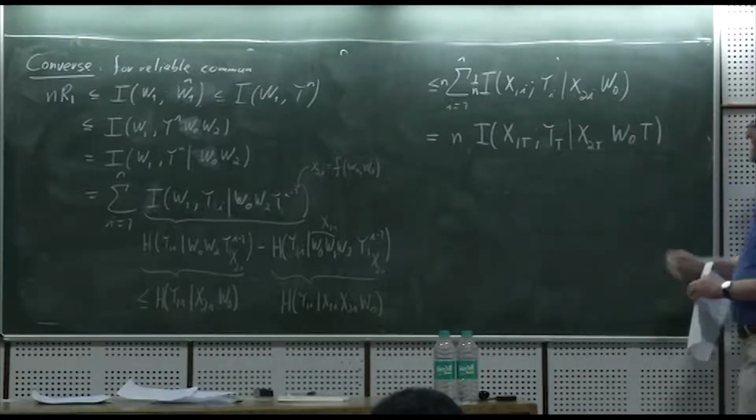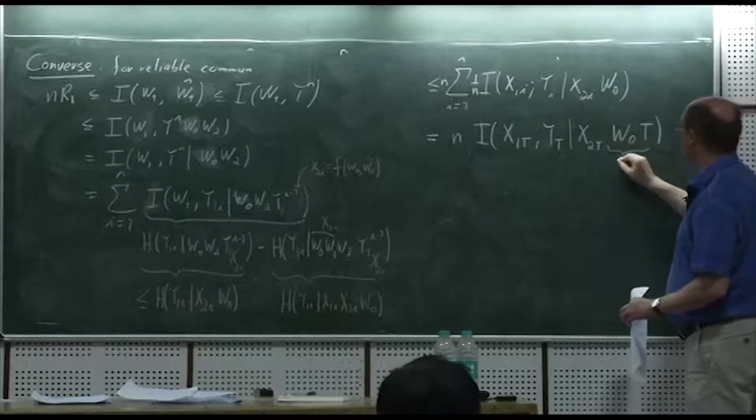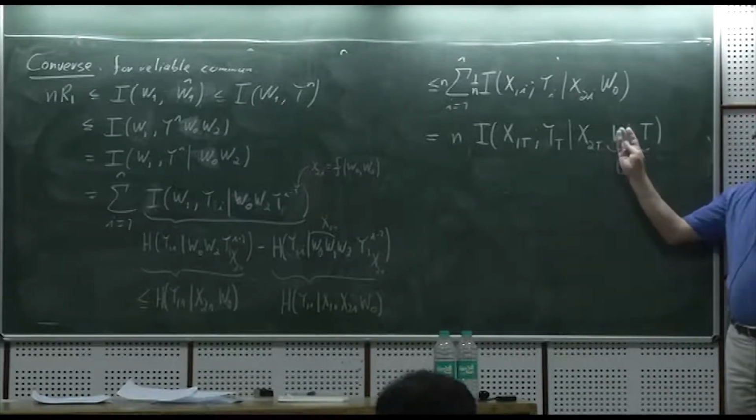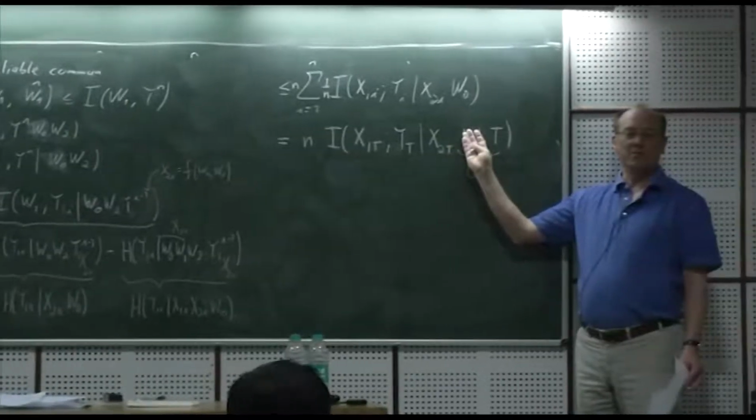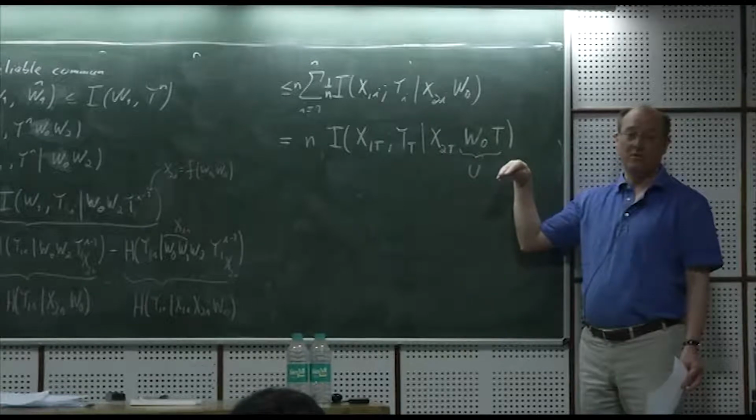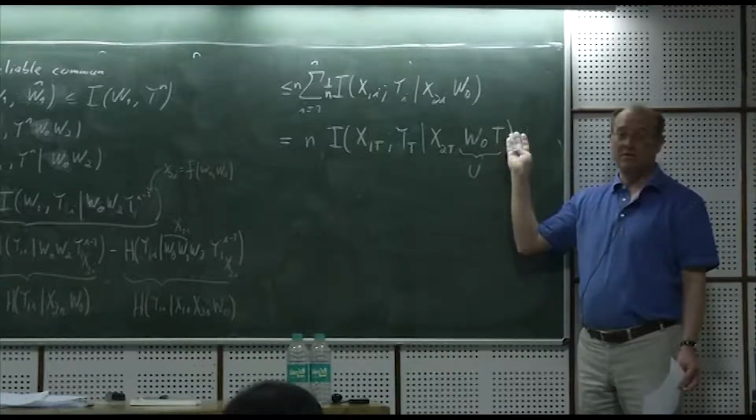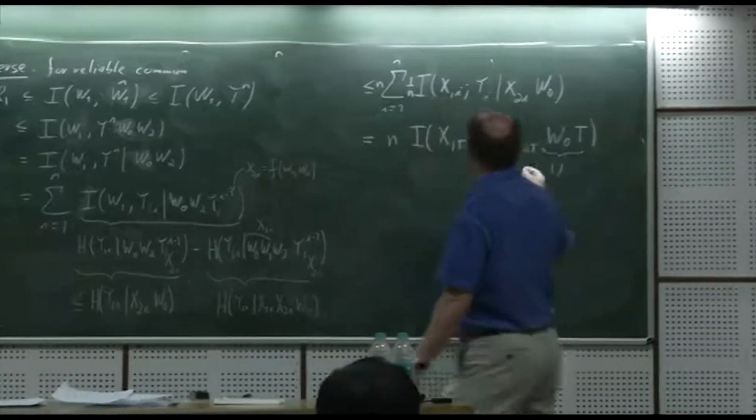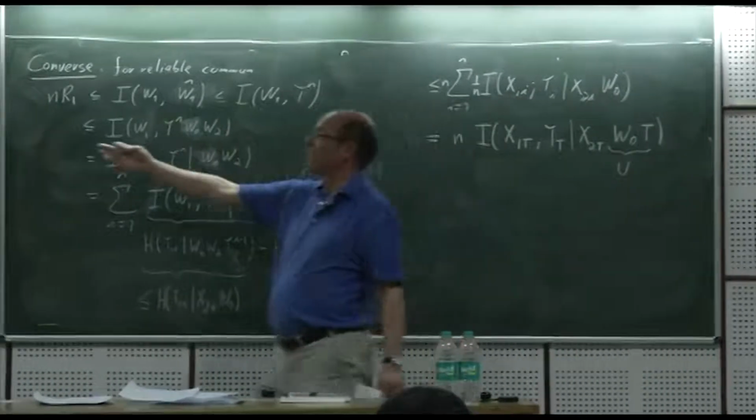And this is what I'm going to call my U. You see? So now if w naught was not there, it would just be the time sharing variable, U. If w naught is there, it's both. Okay? That's the main difference you have here. So anyway, now we get this expression we want.